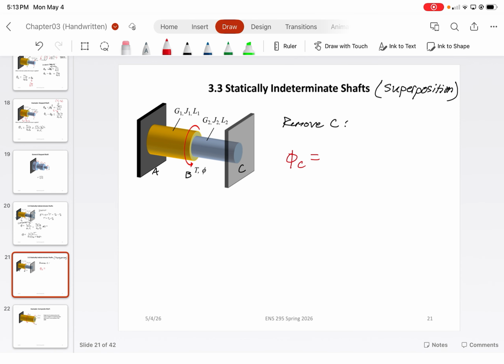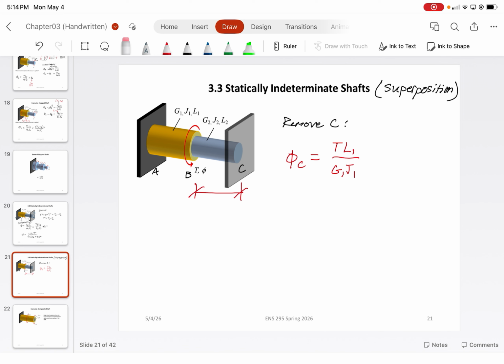So phi C would just equal, in this case, the applied torque times L1 over G1 times J1. And then the torque in member BC here would actually just be 0 because it's not restrained, right? So all of the torque that's applied here, ignoring this reaction here, just gets transferred directly through here. So the total torque in rod AB is just the torque total. All right.